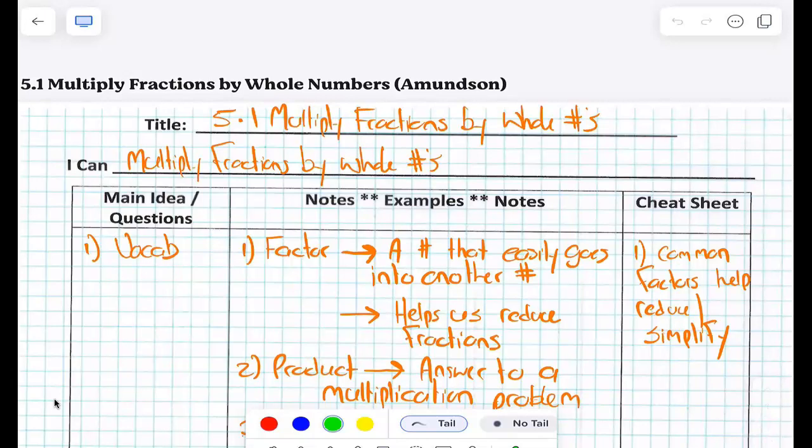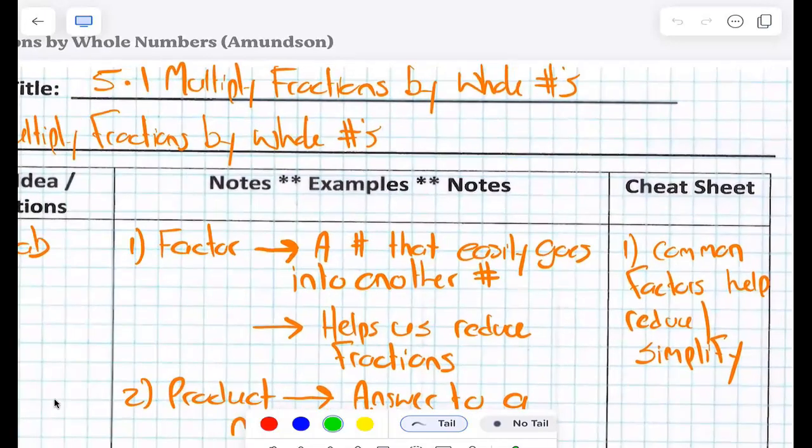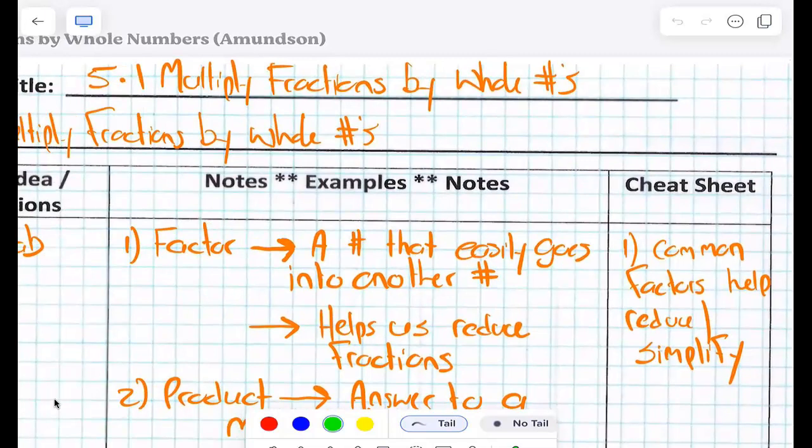All right, 5.1, multiplying fractions by whole numbers. Can you multiply fractions by whole numbers? Yes. All right, factor is a big word. A factor, we said, is a number that easily goes into another number.